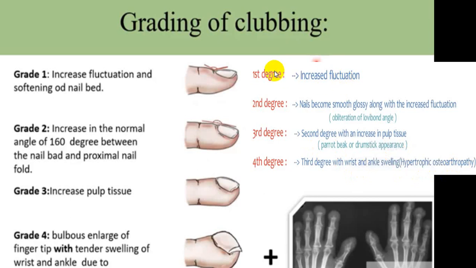Fluctuation sign, grade 1. Nail bed gets obliterated or we call Lovibond's angle positive, grade 2. Parrot beak appearance, drumstick appearance, grade 3. And with that drumstick appearance, if there is associated hypertrophic osteoarthropathy, grade 4.